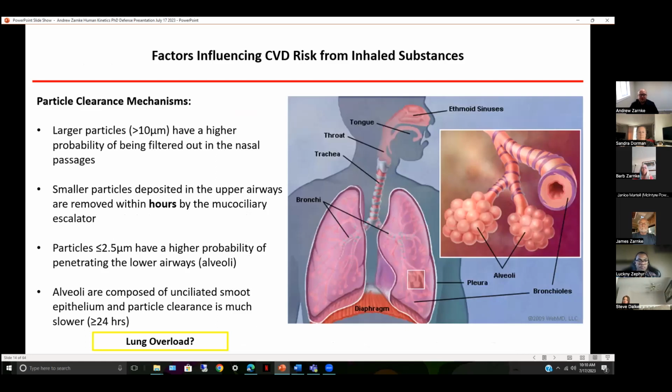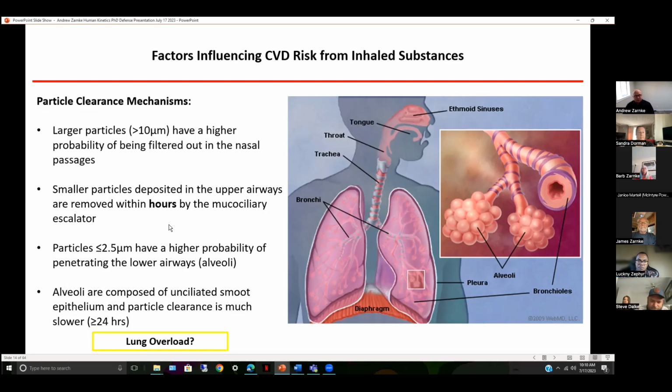So what are some of the factors that influence cardiovascular disease risk from inhaled particles? Larger particles, greater than 10 microns, have a very high probability of being caught in the nasal passages and being filtered out very quickly. Smaller particles get deposited in the upper airways, and they land in something called a mucociliary escalator. And this allows the particles to be removed within hours, so relatively quickly.